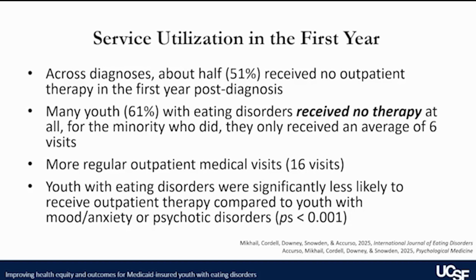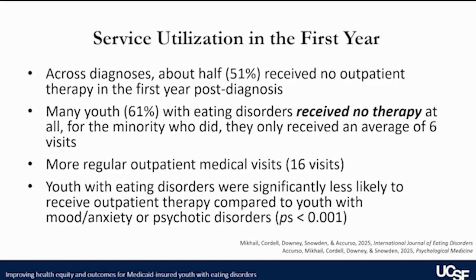For the minority who did receive therapy, they received a very small number of visits, so about 6 visits over that first year on average. But they were actually engaging in care. So these kids actually were presenting for care. They were just receiving more medical care than psychiatric care. So they were receiving about 16 visits on average over that first year of medical care. That care is really important, and that medical monitoring and follow-up is really, really critical in the context of eating disorders. And we really expect it to be paired with the mental health treatment as well. And we didn't really see that for this population.